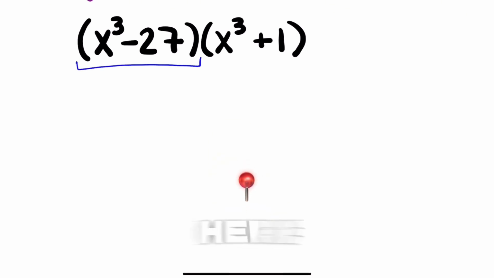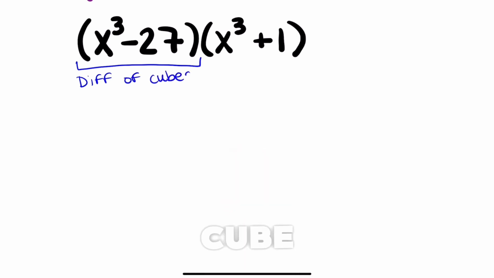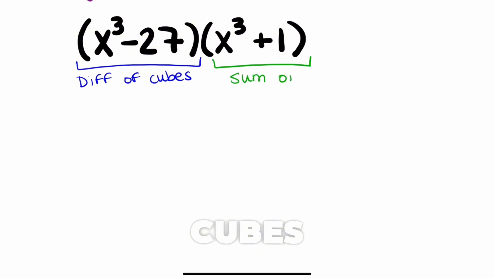Again, we may think we're done, but you need to double check. I notice here that this is a difference of cubes. X to the third is a perfect cube, and 27 is also a perfect cube. And because of that minus sign, this is a difference of cubes. Even further, I can now look at the next factor. This is a sum of cubes. X to the third power, again, is a perfect cube. 1 is also a perfect cube.